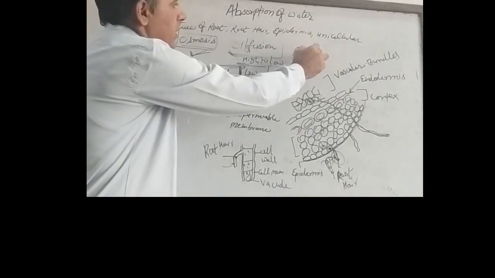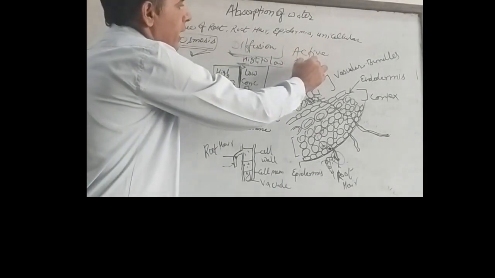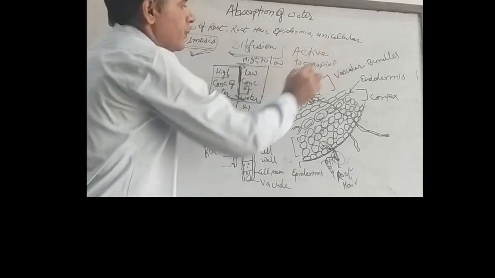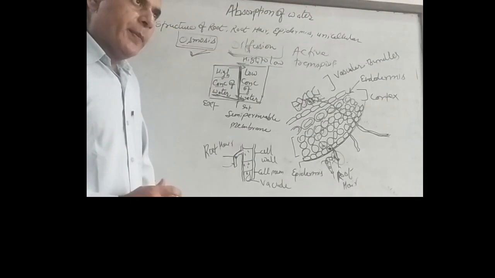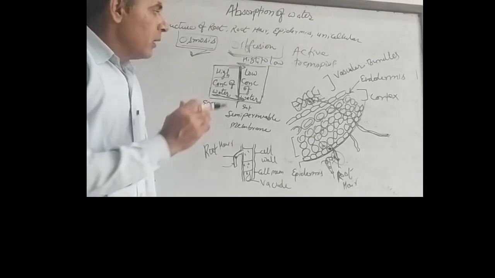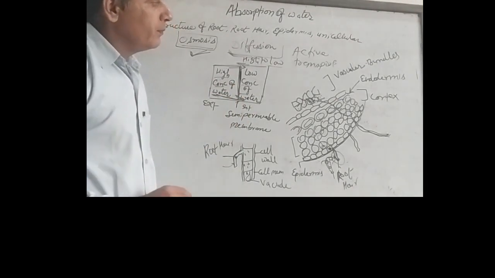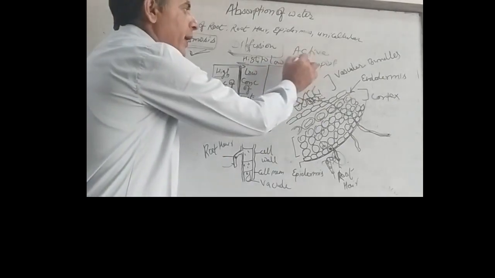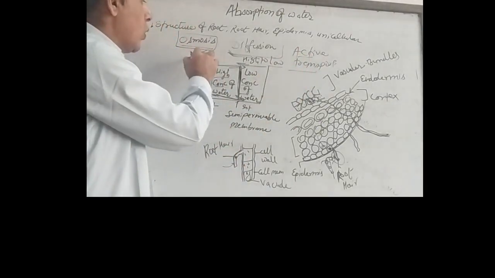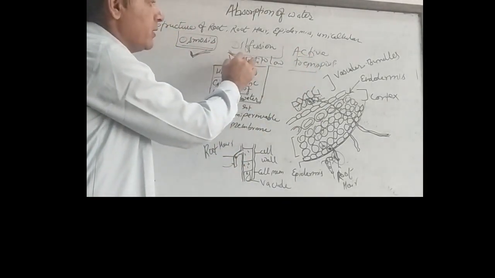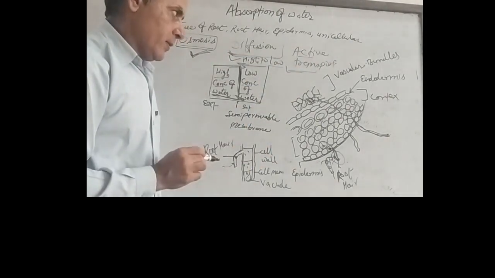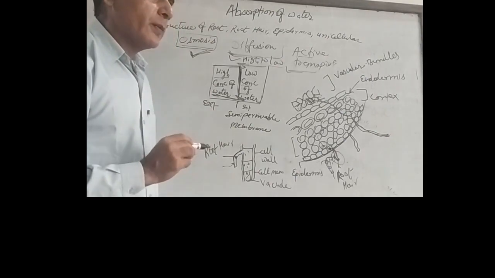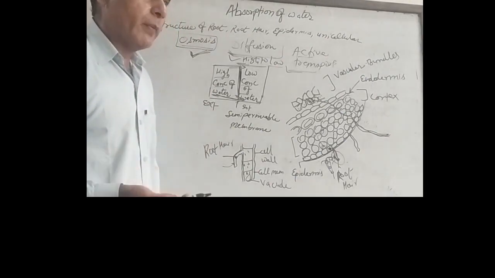Another process is called active transport. What is active transport? Active transport is a process of absorption of salt and minerals into the cell by the use of energy. In diffusion, no energy is required. But in active transport, energy is required. Without energy, active transport is not possible.